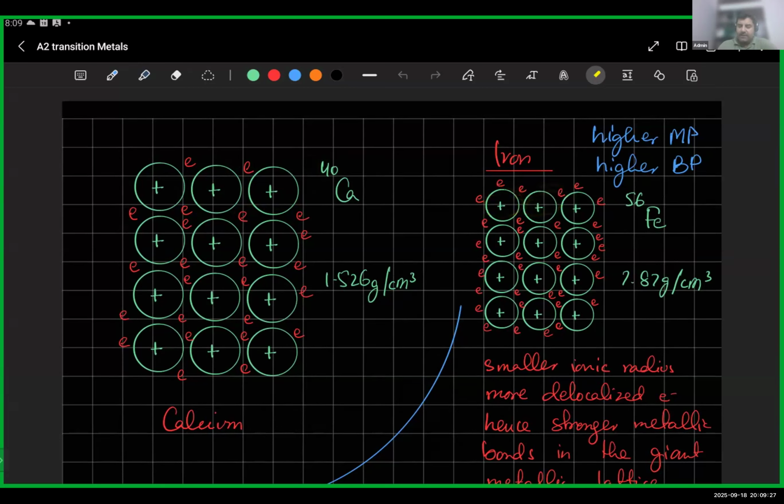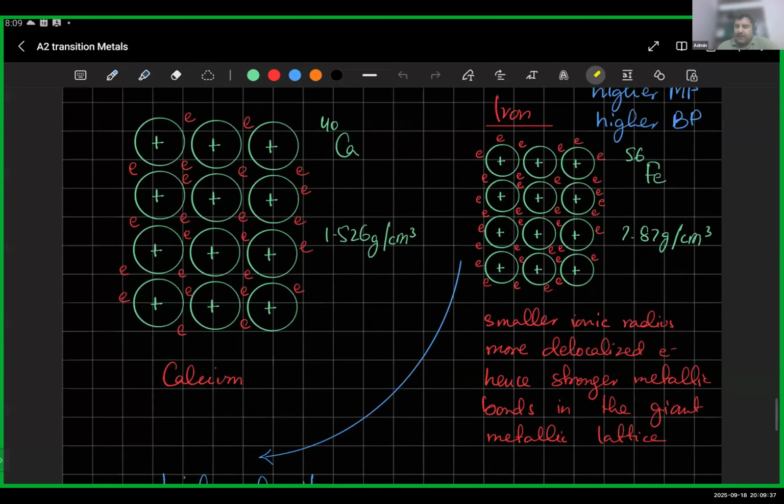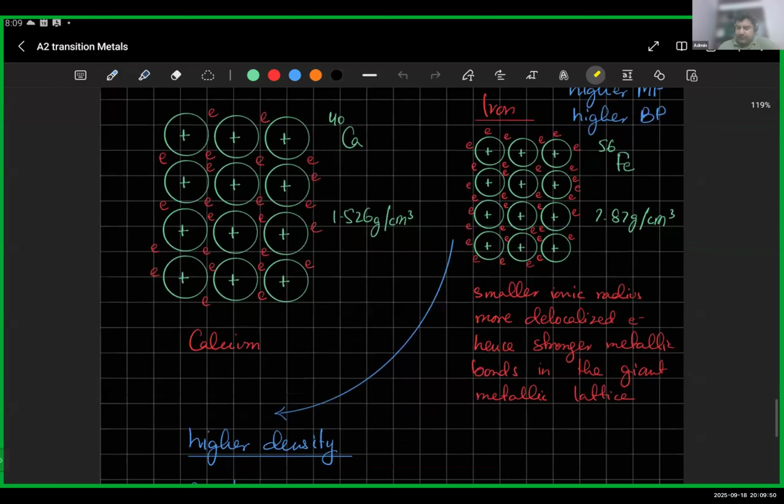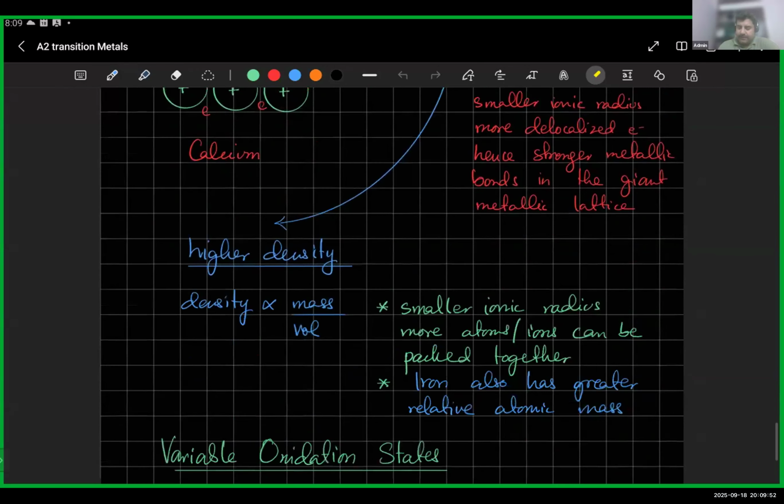Calcium can only have two valence electrons, while iron can lose a lot more than two electrons. So there's going to be more delocalized electrons in the metallic lattice of iron, which is why the bonding is stronger. Smaller ionic radius, so more delocalized electrons, hence stronger metallic bonding. They'll be close to each other, more packed, which is why they're going to have more density as well.